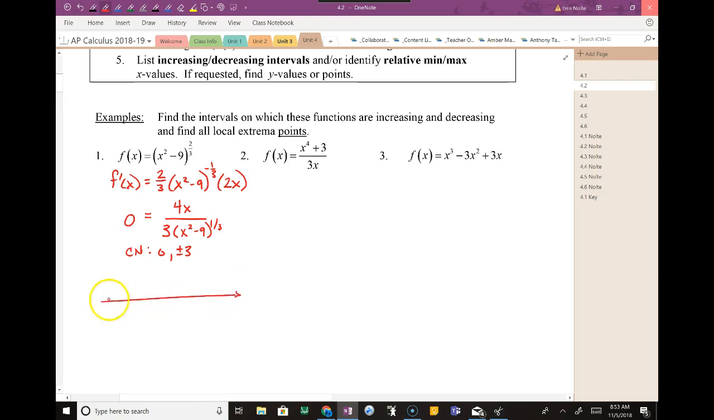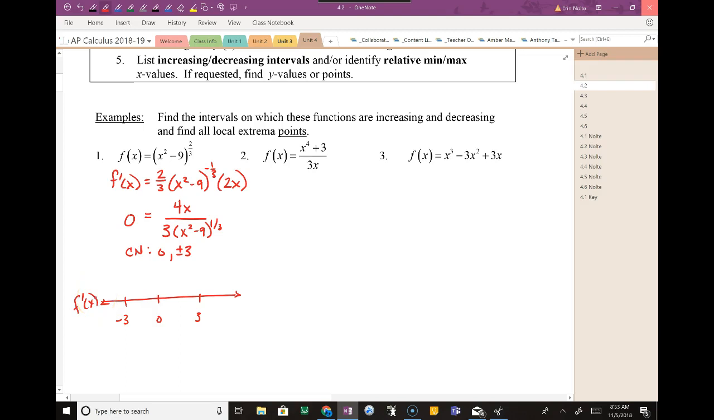The number line test is where we take all of those critical values. So we take negative 3, 0, and positive 3. And all we're trying to do is figure out if the function has a positive or a negative derivative. Remember that the derivative is analyzing the slope, like if it's going up or down, so we can figure out when it's increasing or decreasing. Remember that this is getting tested into the first derivative.